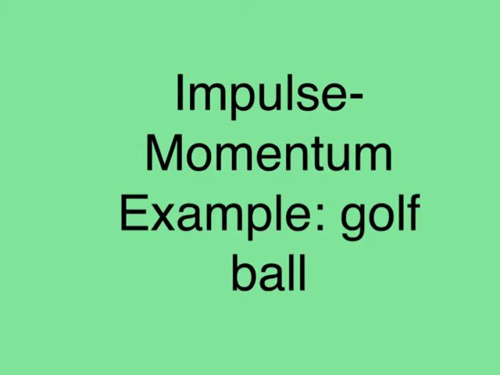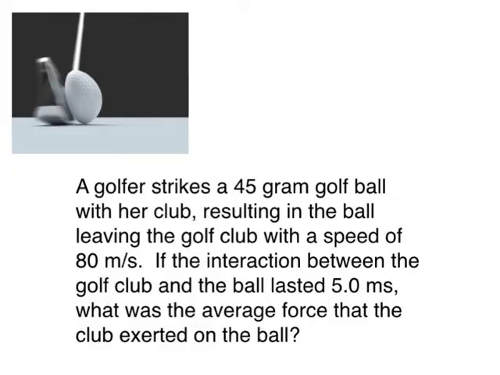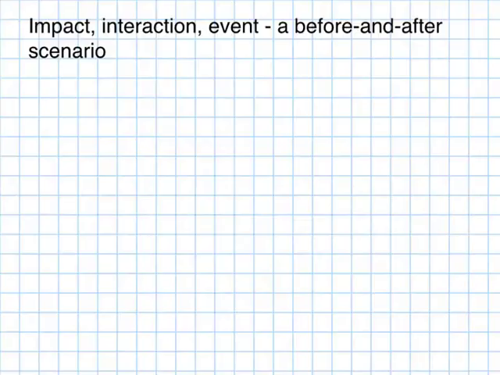This is a quick algebra-based physics example of impulse momentum, a golf ball. This example is actually going to be a two-part example. Here's the first part. A golfer strikes a 45-gram golf ball with her club, resulting in the ball leaving the golf club with a speed of 80 meters per second. If the interaction between the golf club and the ball lasted 5.0 milliseconds, what was the average force that the club exerted on the ball?